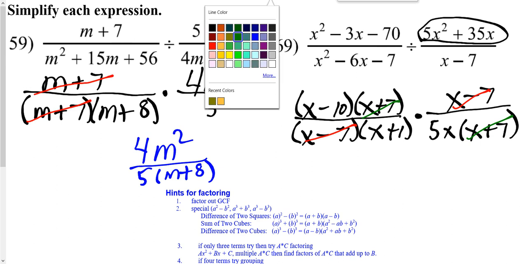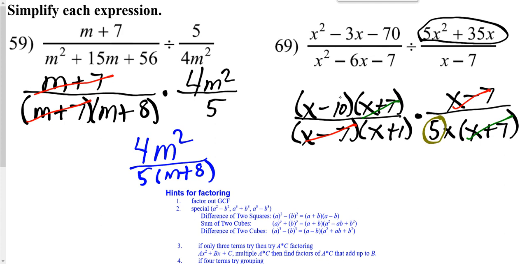Once again, I'm not able to do anything with this 5. Yes, the 5 is times the whole bottom, but the 10 is not times the whole top. So I can't do anything with the 10 and the 5. So then I just write what I have left. I have an x minus 10 on the top. I have a 5x in my parentheses of an x plus 1 on the bottom.